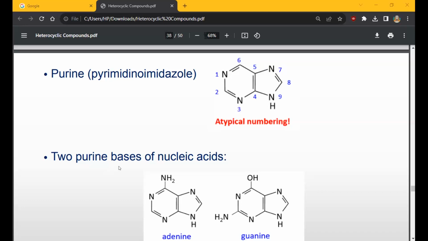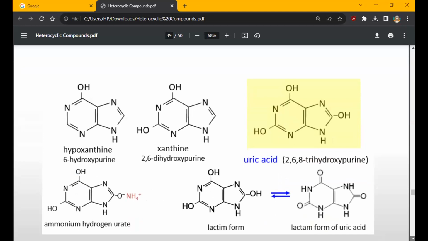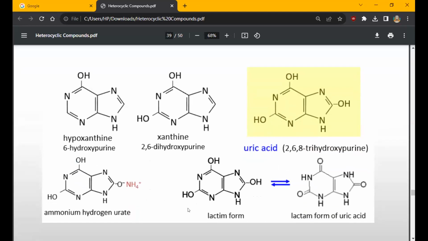Then purine bases, we have adenine and guanine as seen here. Then other derivatives of pyrimidine, we have hypoxanthine and xanthine. Xanthine is found in coffee. It's an alkaloid. It's found in coffee. Also uric acid. You're familiar with uric acid, and also these other forms of pyridine.